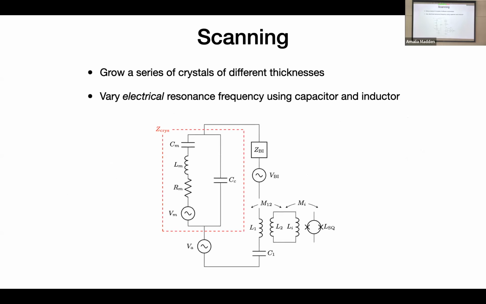Okay, scanning. So you may have realized, since we want to detect the axion resonantly, the ideal situation is when the axion's frequency just happens to match the natural frequency of your crystal. In practice, you would need to grow a very large number of crystals in order to achieve that.